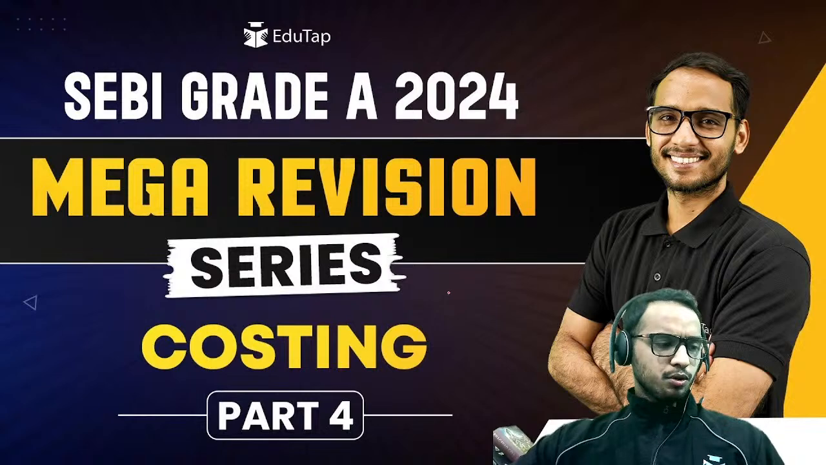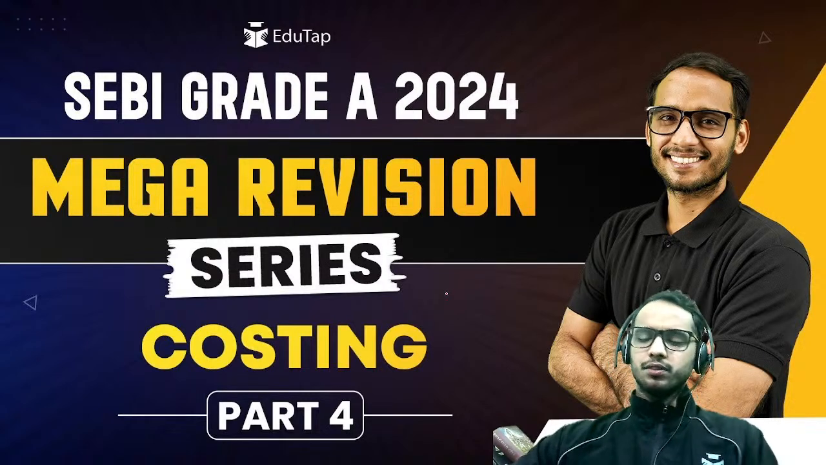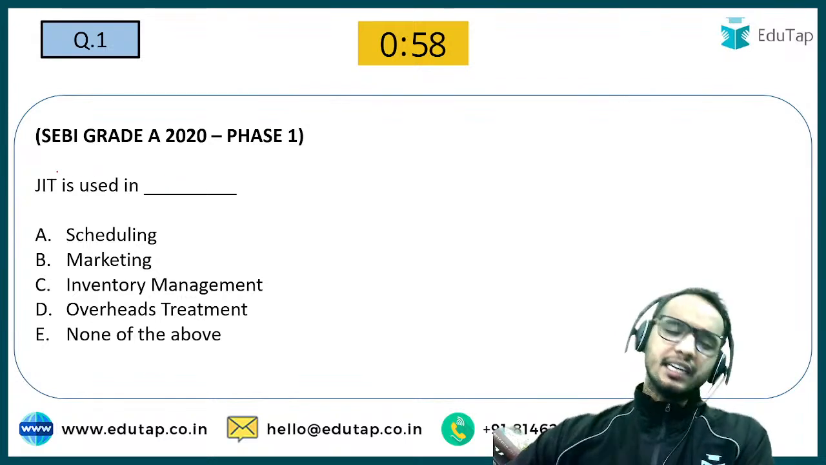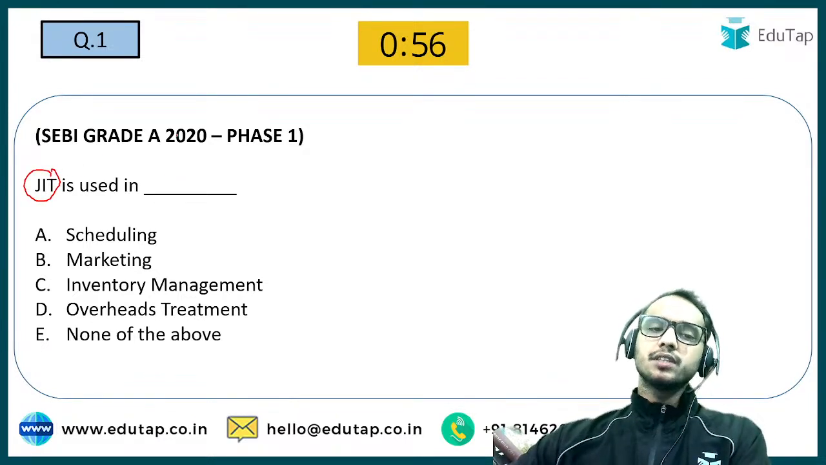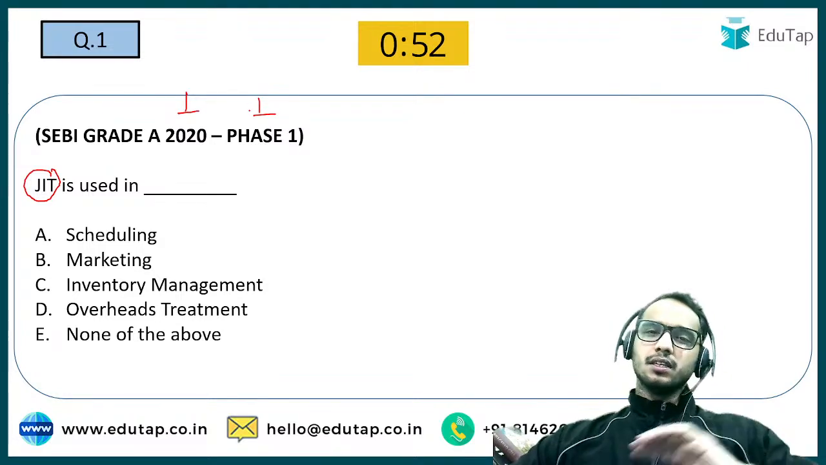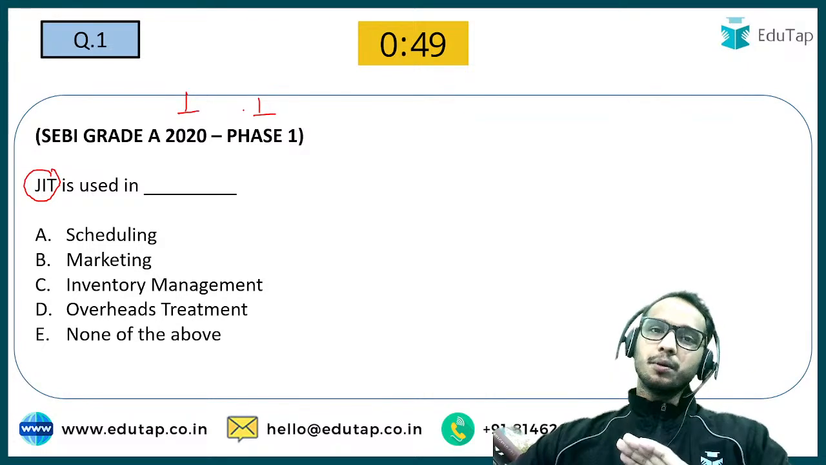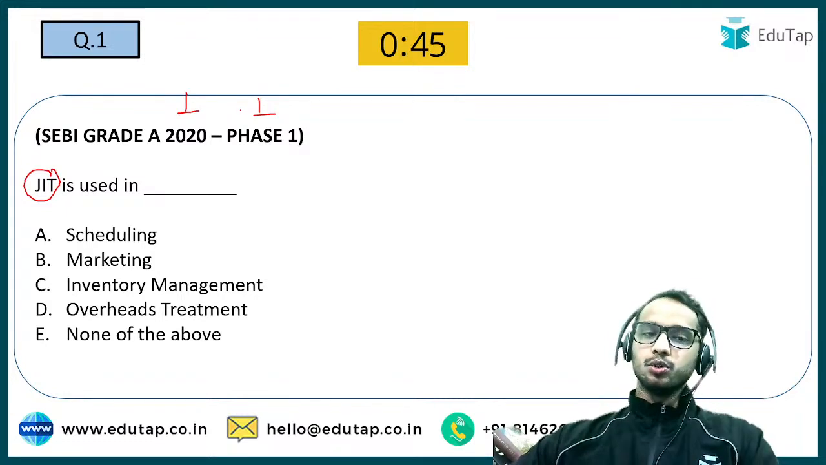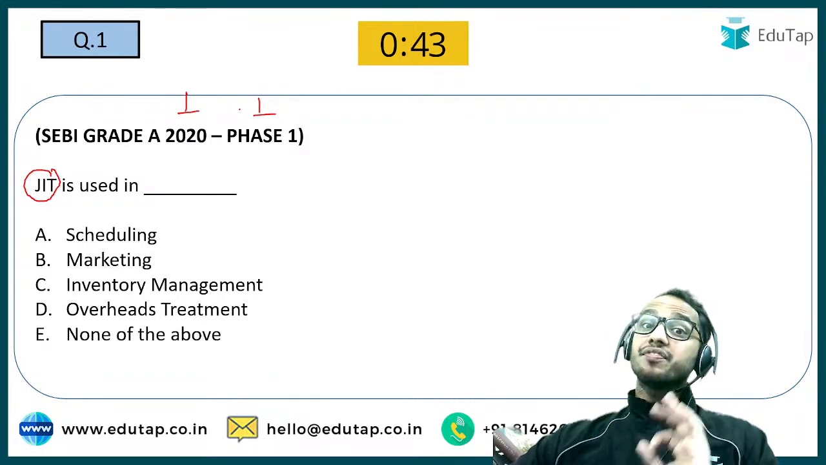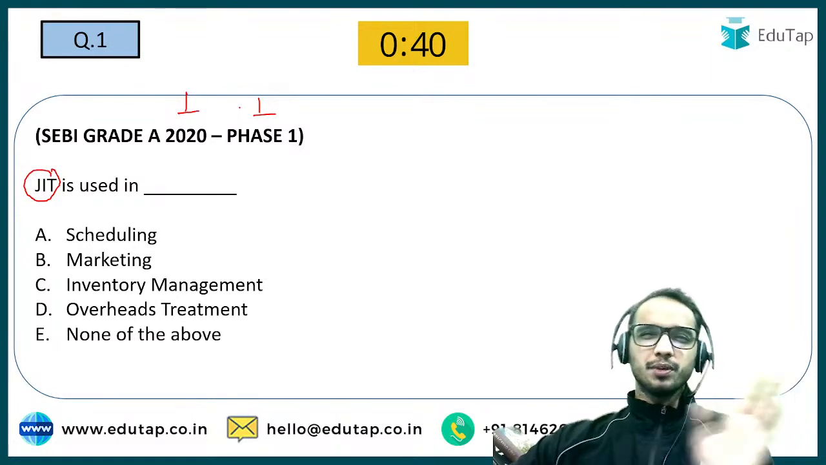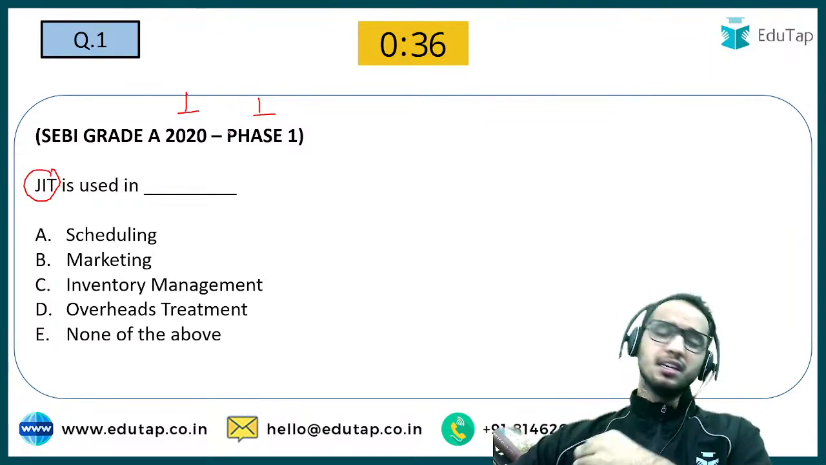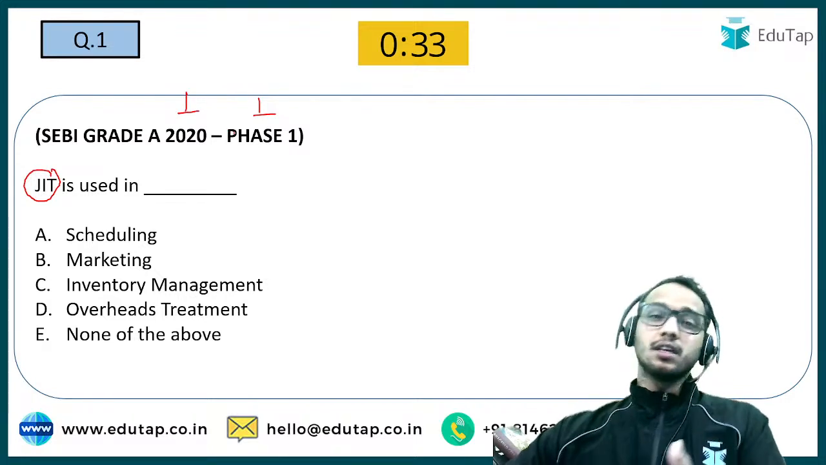Okay, so I'm going to start with my first question of the day, and that is JIT. First we are going to talk about the question that has been asked in the 2020 phase 1. In today's class I have taken all the PYQs with respect to phase 1 only, not phase 2. So all the questions that have been asked in phase 1 of the SEBI Grade Officer exam, or in the PFRD also, I have taken, so you will have the idea of how the questions are actually asked in the examination.